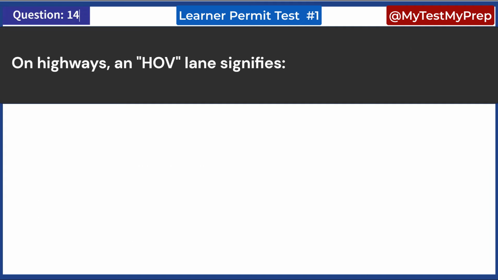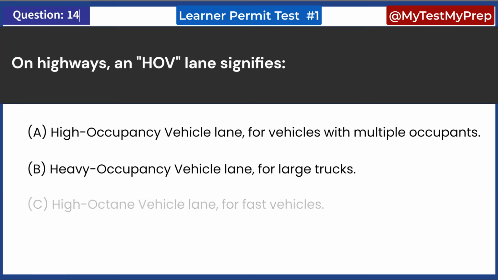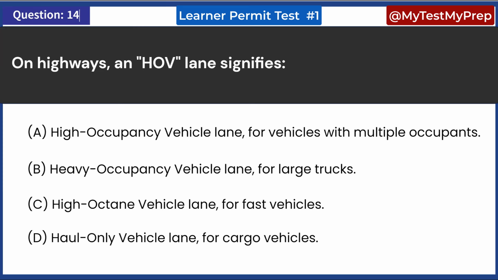On highways, an HOV lane signifies A. High occupancy vehicle lane, for vehicles with multiple occupants. B. Heavy occupancy vehicle lane, for large trucks. C. High octane vehicle lane, for fast vehicles. D. Haul-only vehicle lane, for cargo vehicles.